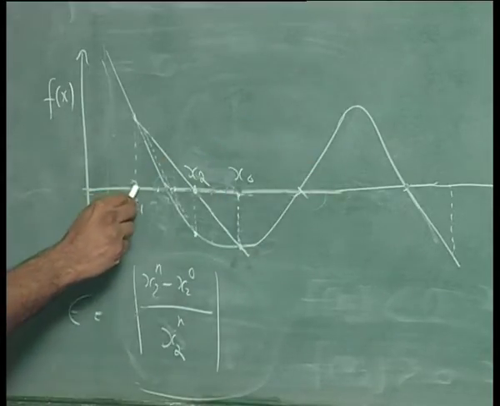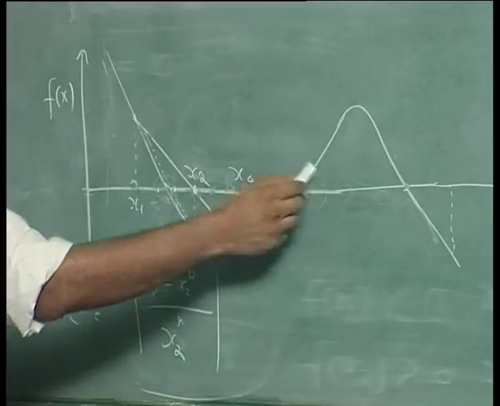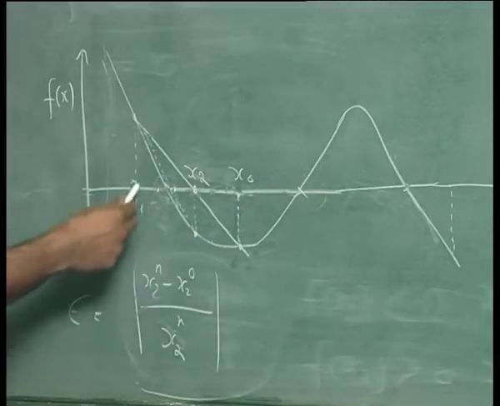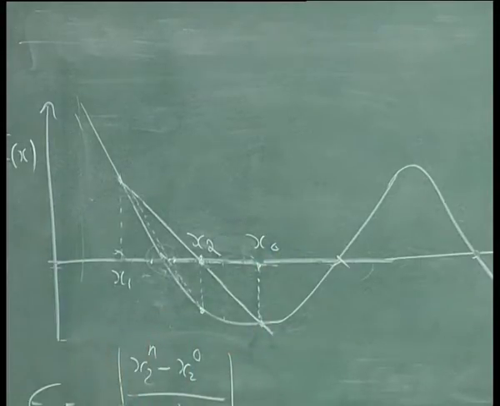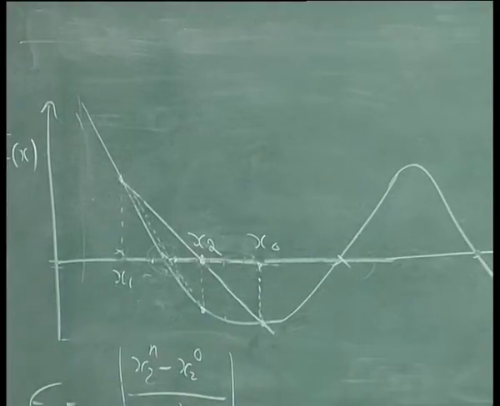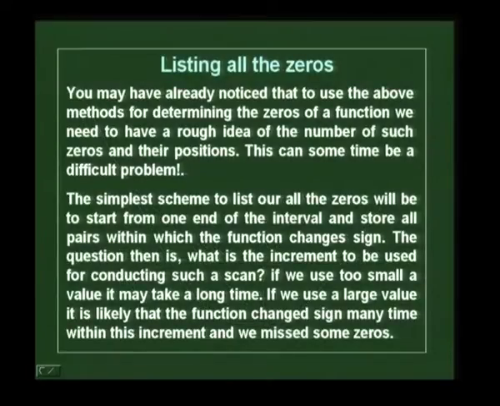If you use a larger step size, we might jump from here to here and say that we have not passed a root, so we will miss both the roots. That's possible. So the increment used should be very small. Then the question is how small, and what is the value of that? That's a problem with this.